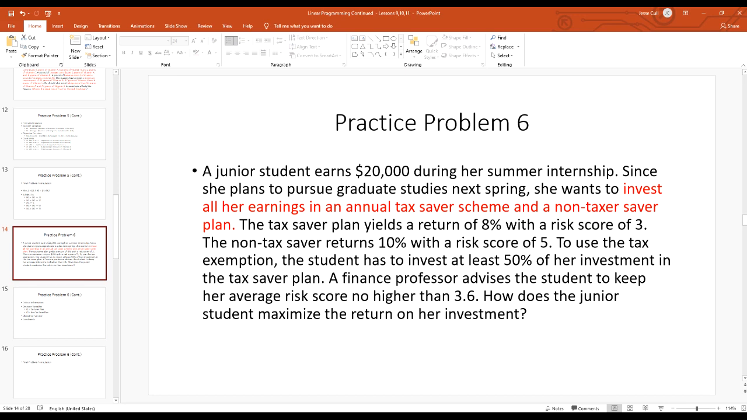Now, once we have that, we have to relate our decision variables to our ultimate goal, which is to maximize return on investment. We see here, tax saver yields a return of 8%. Non-tax saver returns 10%. So this allows us to relate our ultimate goal of return on investment to our decision variables, which are tax saver and non-tax saver.